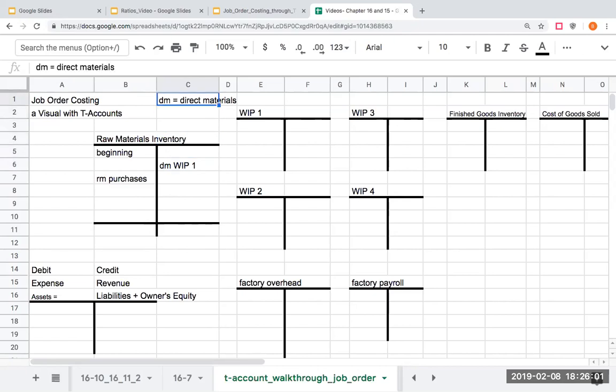What is WIP? WIP is orange WIP. No, WIP is work in process.